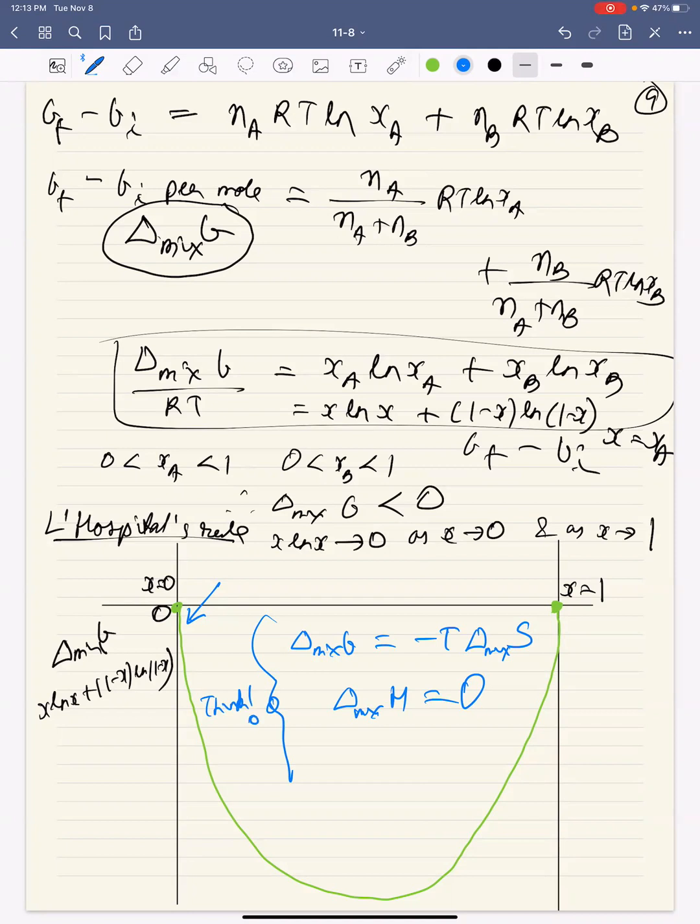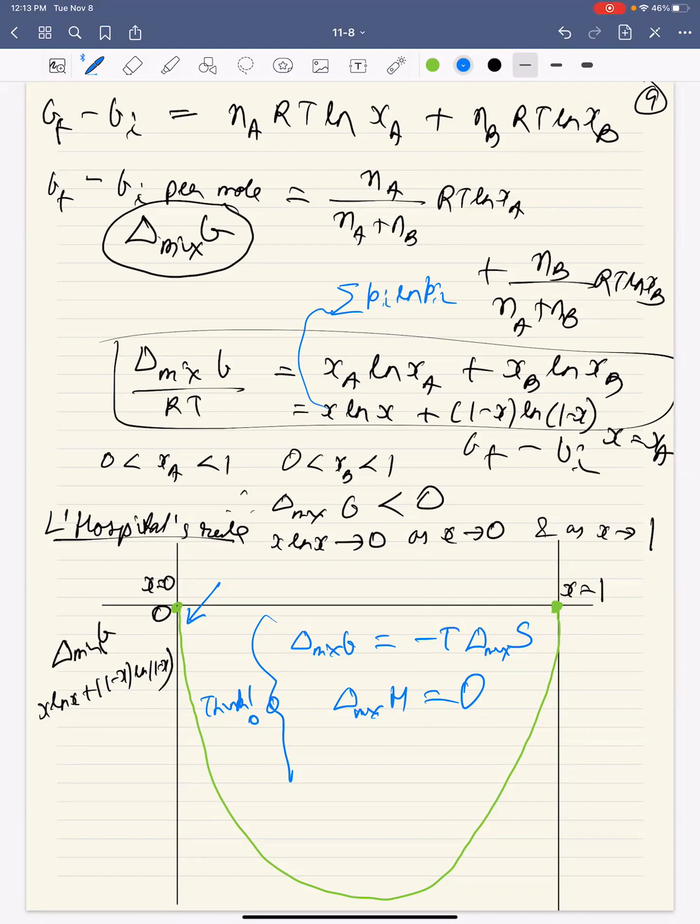We derived it for delta mixing G. We did not derive it for entropy of mixing. And when you do that, that's where Shannon got his inspiration, I think, because Shannon's entropy looks just like this. Instead of x log x, you have things like probability multiplied by log of probability. And that is the basis of information theory. It started around the 1940s, which really was inspired by this formulation.